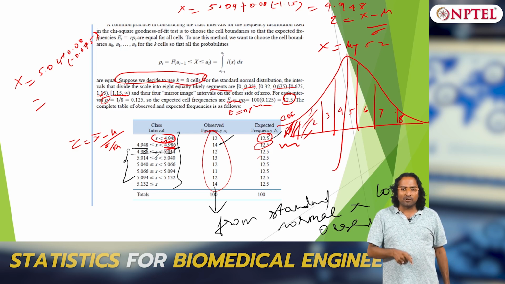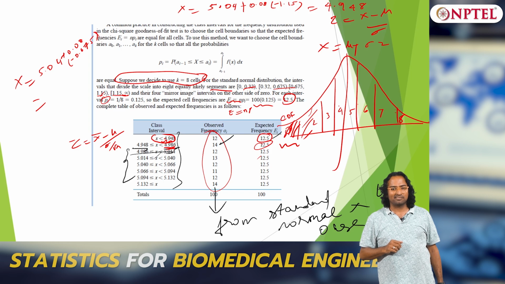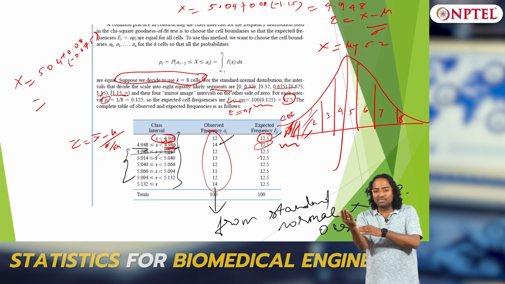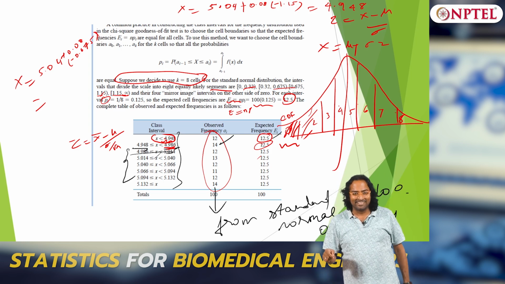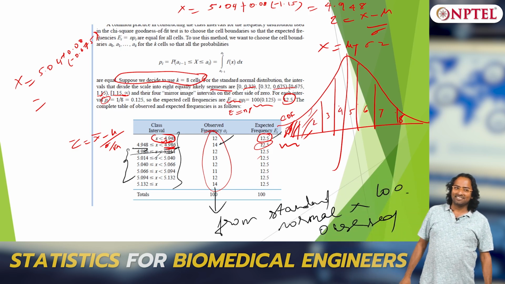So your expected frequency is what? N into P. How do you compute the P value if I do not divide into equal intervals? That is a challenge. Table, I have to know that, you look at the table and divide it. How did I get 0.325? Go and look at the table.